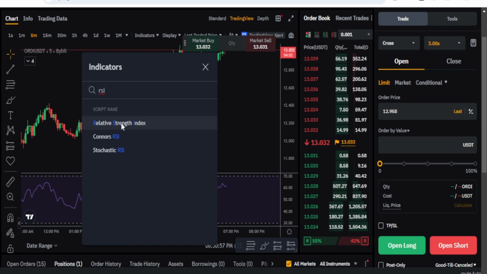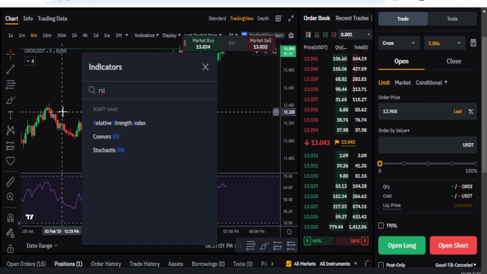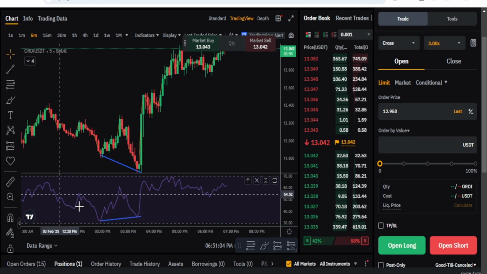So once you type in RSI, which is this relative strength index option, go ahead and click on it, and that will be added to your chart, and you will see it right here.